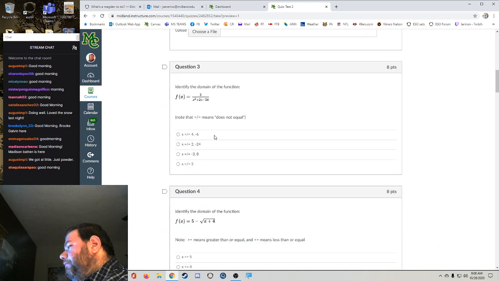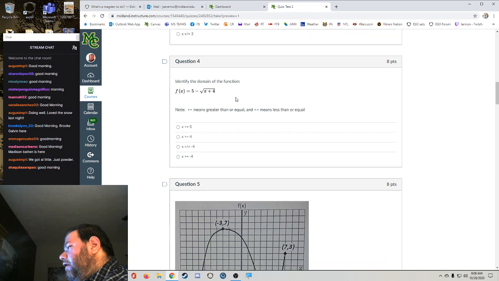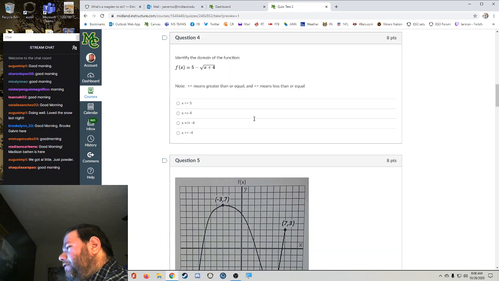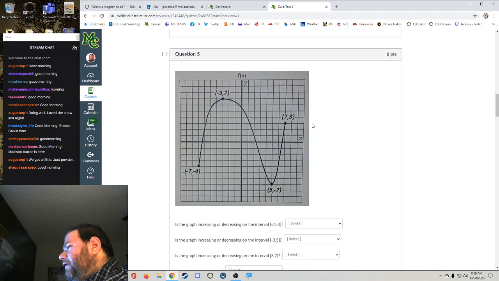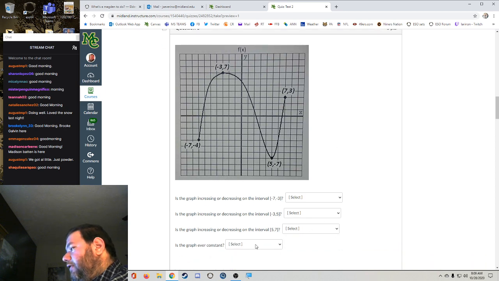Anyway, domain problem, just set the bottom equal to 0. Most of you are okay with 3 and, well, the majority of you are okay with 3 and 4. 5 on this graph. So from negative 7 to negative 3, that's this part of the graph right here, because it started at x equals negative 7, to x equals negative 3. You can see this is increasing. From negative 3 to 5, we can see this is decreasing. And from 5 to 7, increasing again. And it's never constant.